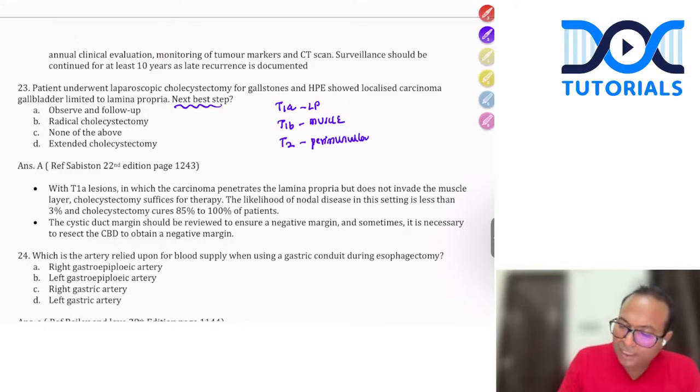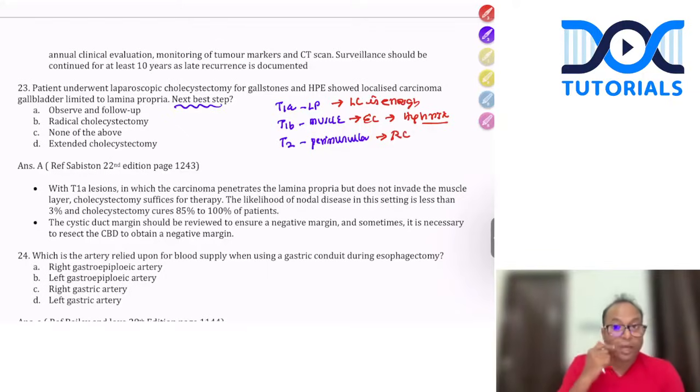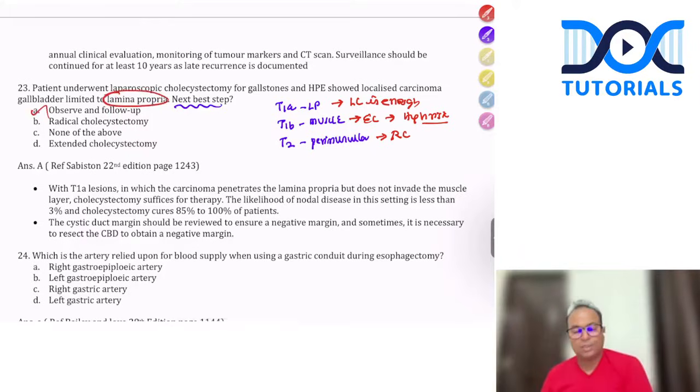When you get these findings in a post-op specimen, for lamina propria, laparoscopic cholecystectomy is enough. In T1b, extended cholecystectomy is needed if there is a high-risk case, meaning margin positive or poorly differentiated. We go for extended cholecystectomy with 2 centimeter liver resection. With muscular involvement, we have to go for a radical cholecystectomy. Here the question is lamina propria only, so observe and follow up is the answer.